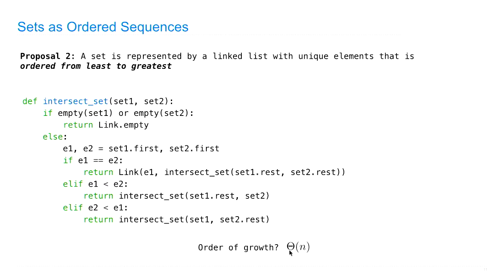So this is way faster. If you have a length 1,000 set 1 and a length 1,000 set 2, checking every element in here against every element in there is 1,000,000 checks. This will only do 2,000 at most.